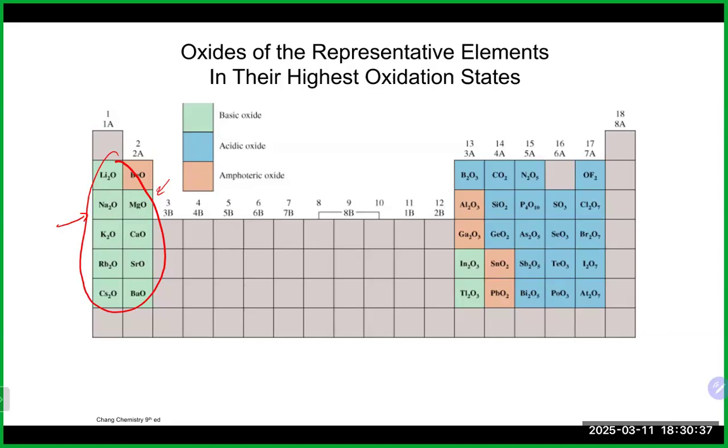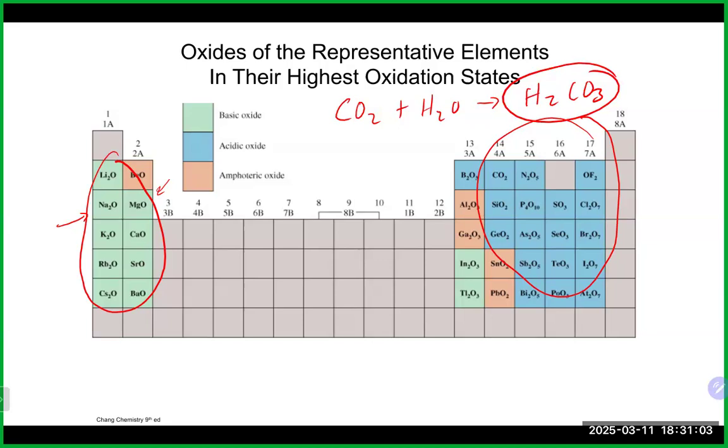So on the left-hand side, in groups 1 and 2, are pretty much what are referred to as basic oxides. They tend to produce bases when they react. On the non-metal side is where we get a lot of our acids from when they react with water. For example, CO2 reacts with a little bit of water to give H2CO3, carbonic acid. So the oxides on the right-hand side of the periodic table are considered acid oxides because when they react with water, they will produce acids.